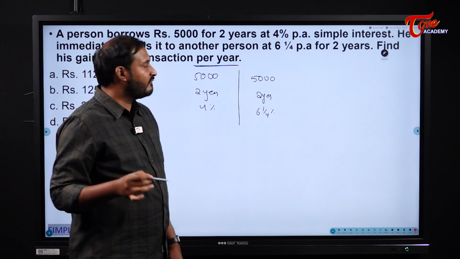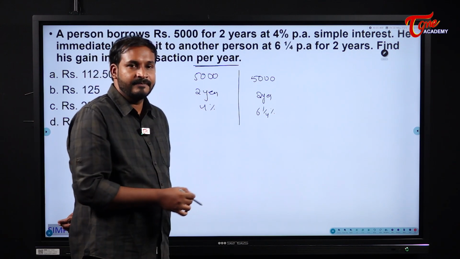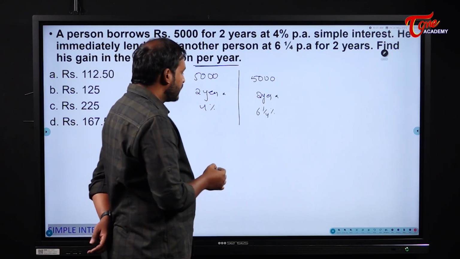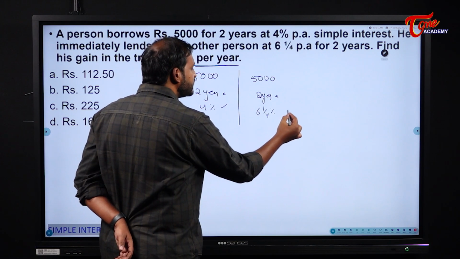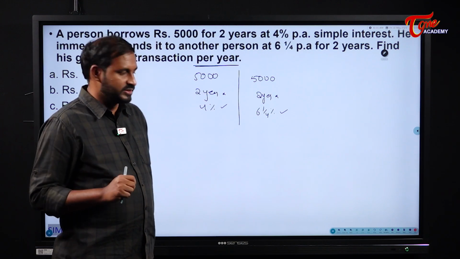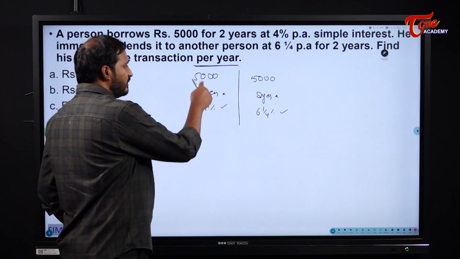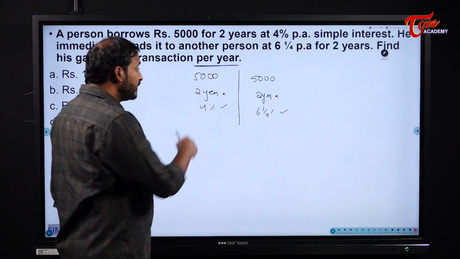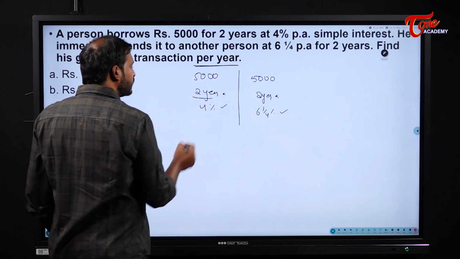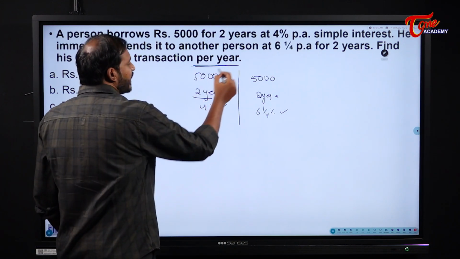First of all, what is the overall gain he will get? The time period is the same. What is the rate of interest? 4% and 6 1/4%. Here you can do it in two ways. First, how much will you pay every year? Forget about these 2 years, because the question is per year.